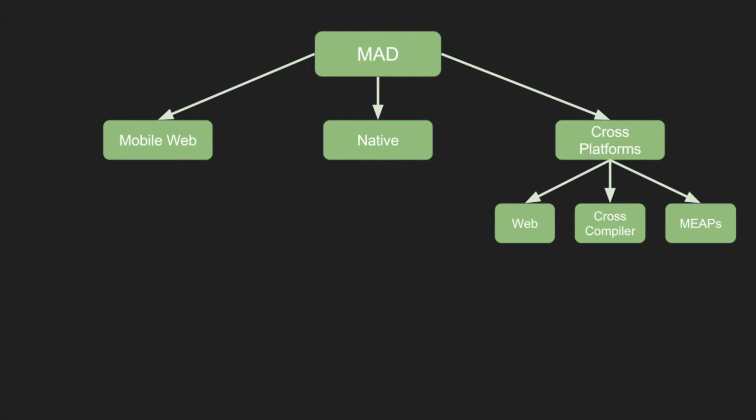Cross platform can basically be subcategorized into three ways: web, cross compiled, and MEAPs. MEAPs stands for mobile enterprise application platforms. Some people even call them MADPs, mobile application development platforms. They are one and the same.